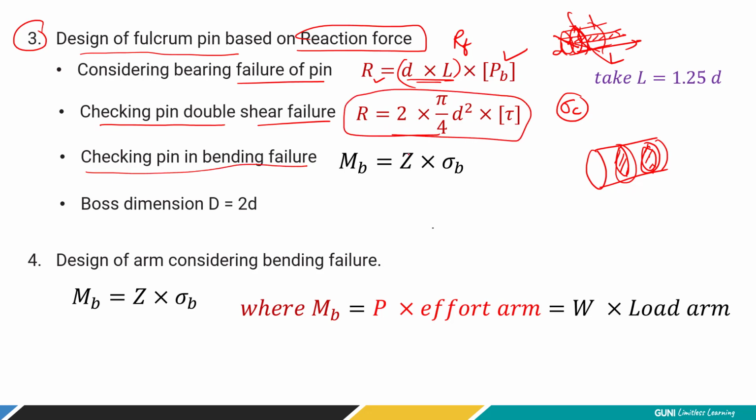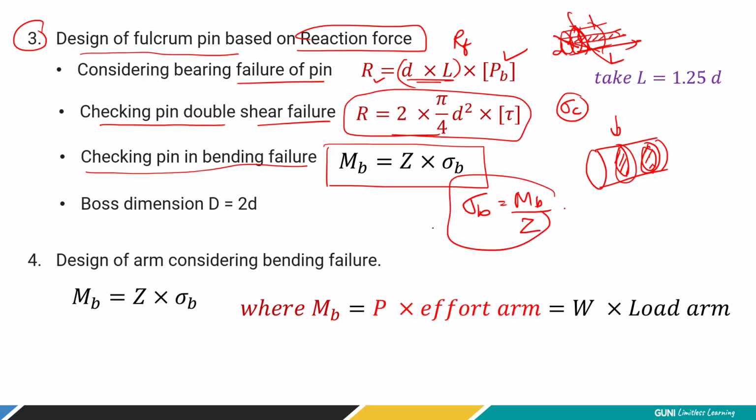Checking the pin in bending failure. If the pin is longer, it may also undergo bending, right? So we can find this by simply checking the bending stress induced in this knuckle pin by this equation. Bending stress is equal to bending moment divided by section modulus Z, right? So if it is less than the permissible stress, then the design is okay.